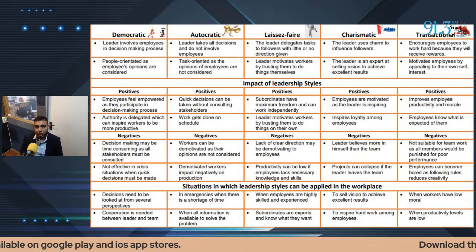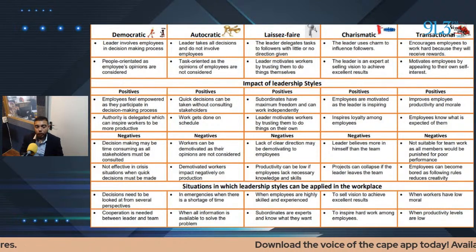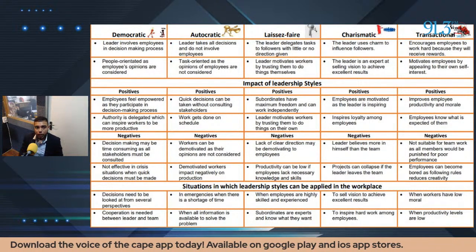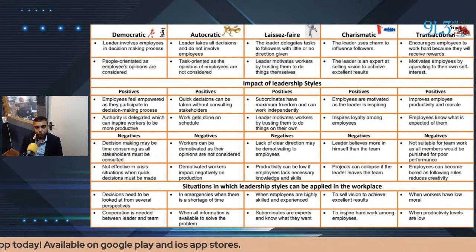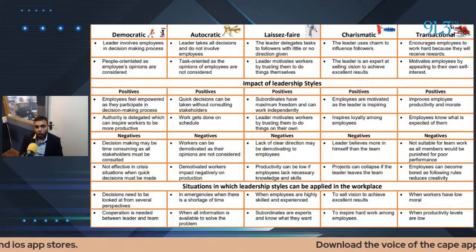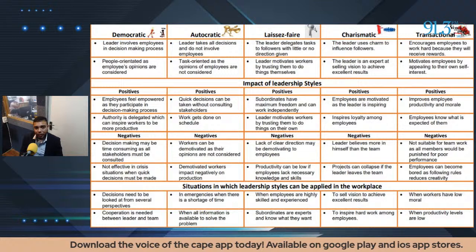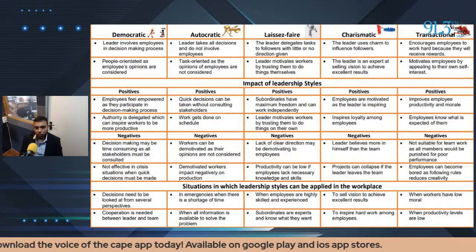A good example of this, if you know your history, is Adolf Hitler. Adolf Hitler was an autocratic leader. He was a dictator. No one could tell him anything. The same within a business. Autocratic leadership is where the leader takes all decisions and does not involve employees. Task orientated as the opinions of employees are not considered. Our positives, quick decisions can be taken without consulting stakeholders.